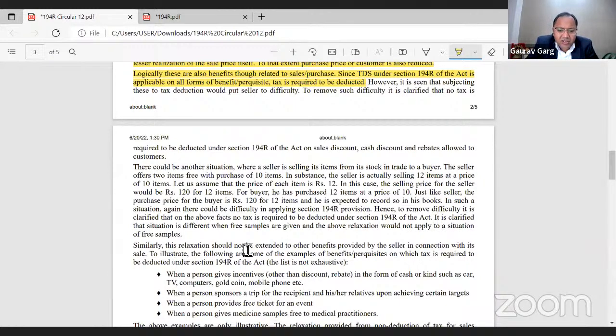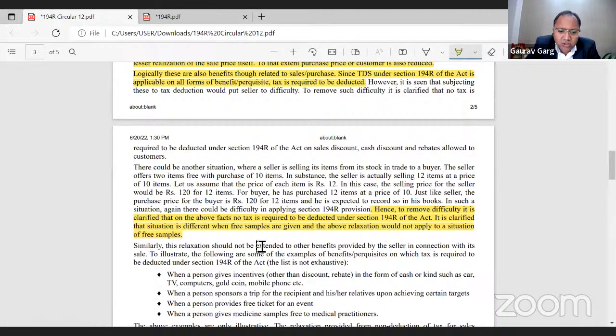It says similarly, this relaxation should not be extended to other benefit provided by the seller in connection with the sales. Let's read this. It says, hence to remove difficulty, it is clarified that on the above facts, no tax is required to be deducted under section 194R of the Act. That is when we are giving the discount. It is clarified the situation is different when free samples are given, and the above relaxation would not apply to a situation of free samples. So if you are giving free samples to your normal customers, let's say to your retail customers, I still believe 194R would not be applicable.